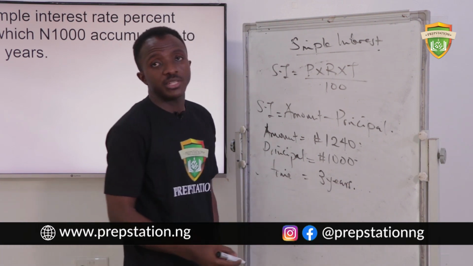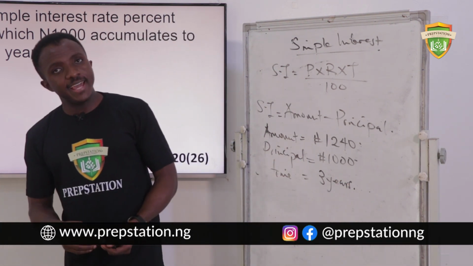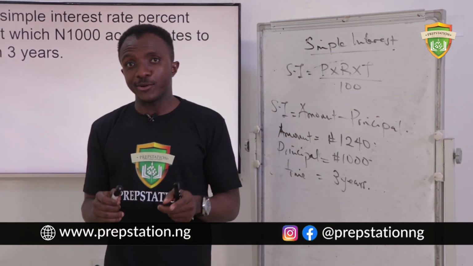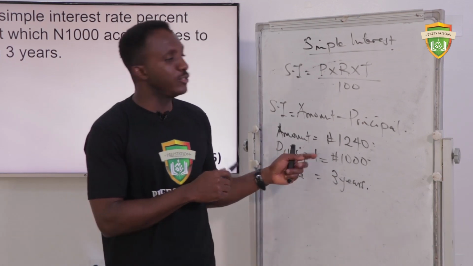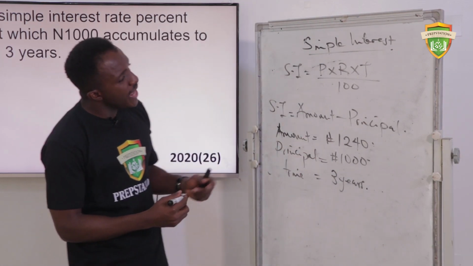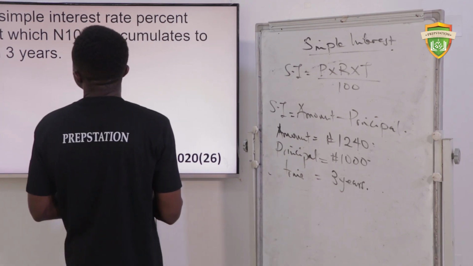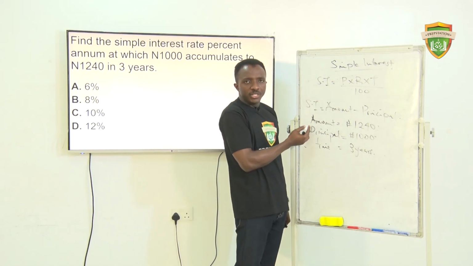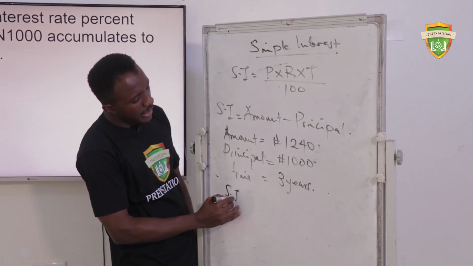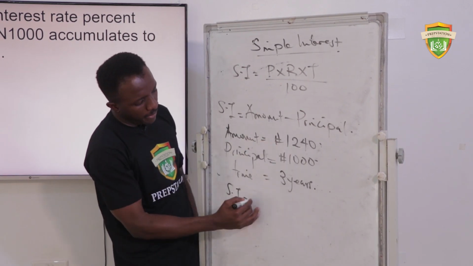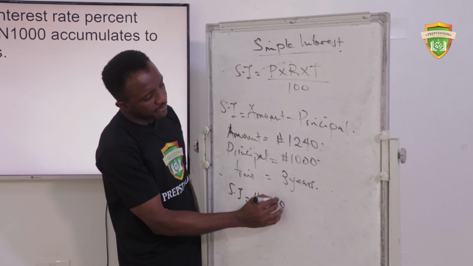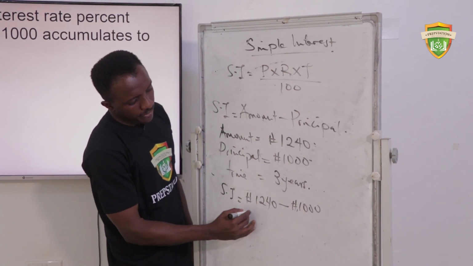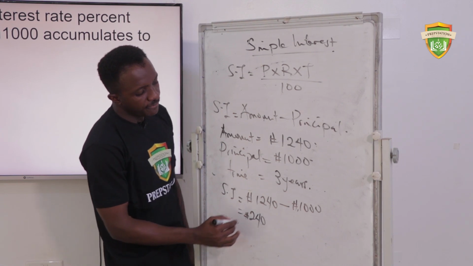Now, please, when you're solving a question like this, the unit of time is years in simple interest. For those of you who are physics students, you know the unit of time is seconds. But this is mathematics. For simple interest, the unit of time is years. Now, we have the principal. So, look at this. We can find the simple interest from here. The simple interest would be the amount minus the principal, which is 1,240 minus 1,000. If you subtract that, you have 240.